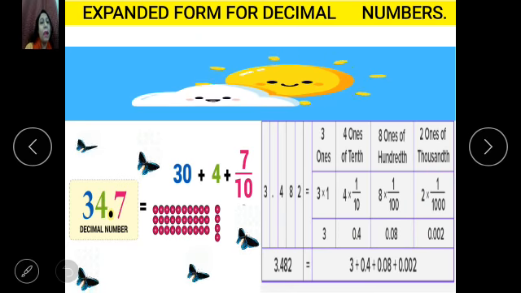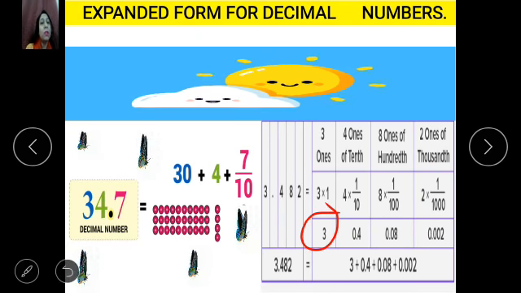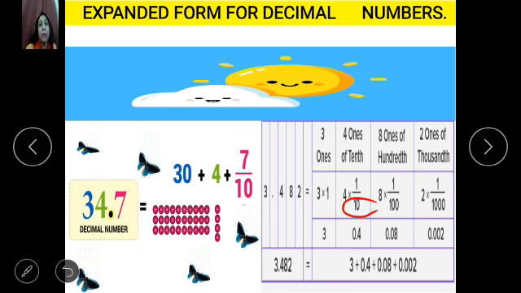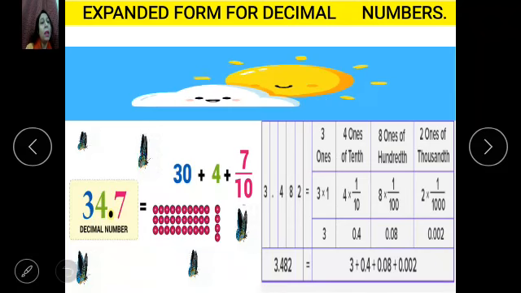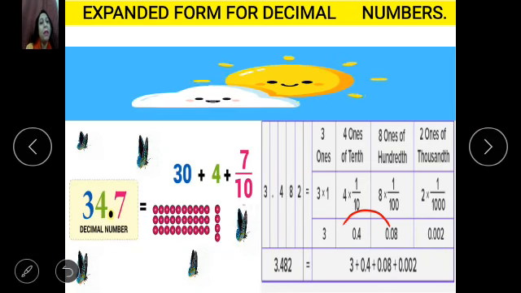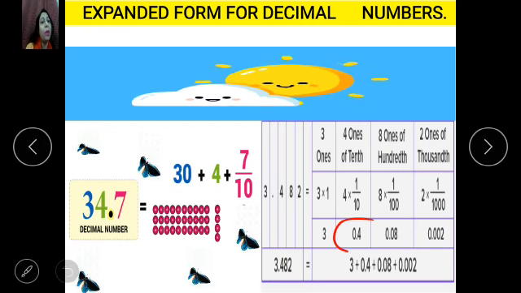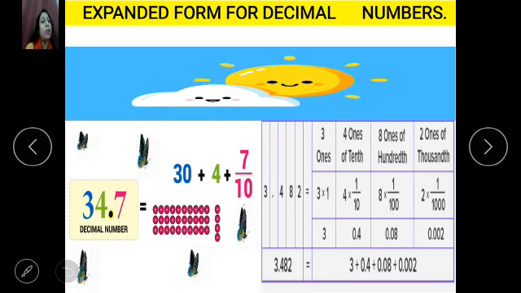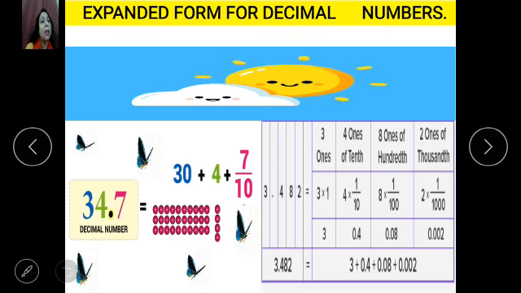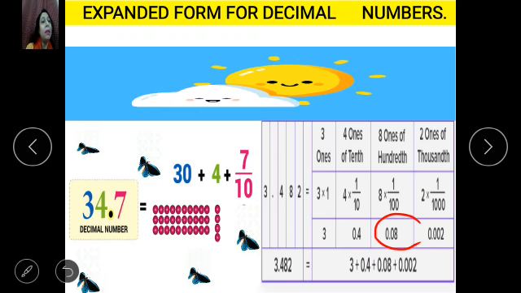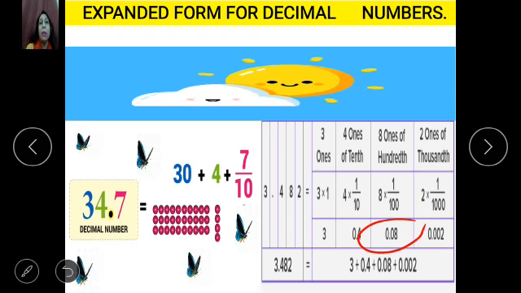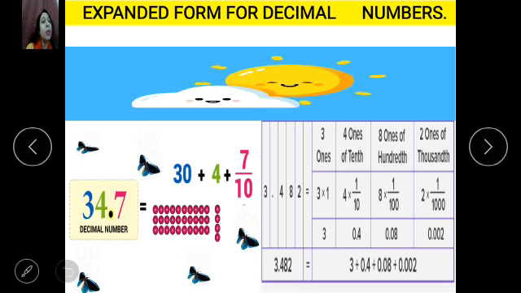Now I have written the values over there. So 3 into 1 is 3. Here in 10 you just notice 1 0 is present. So from the right-hand side you leave one place and give a point. So this one is 0.4. Like that, in 100 you notice two zeros are present. So you leave two places from the right and give a point. So here 0.08. Is that clear?